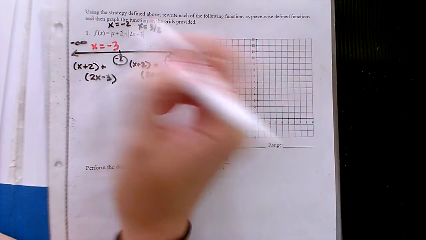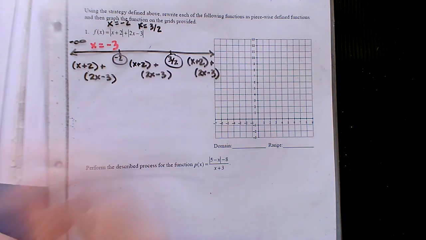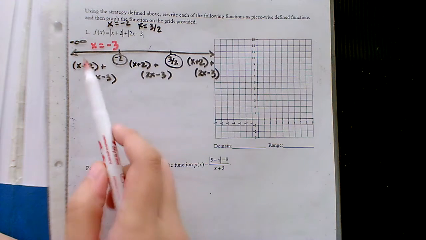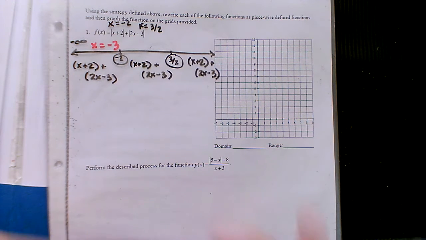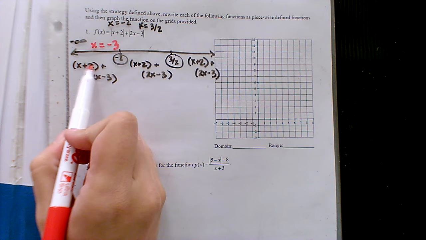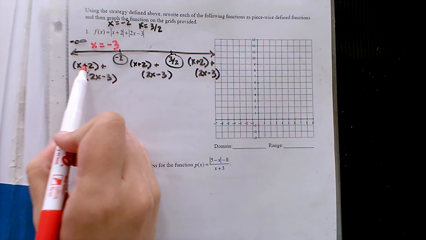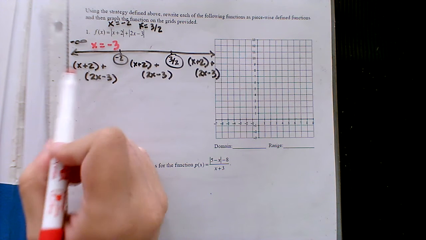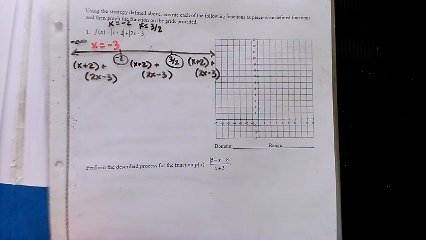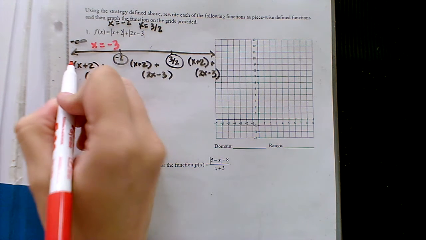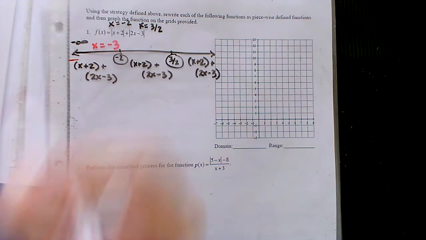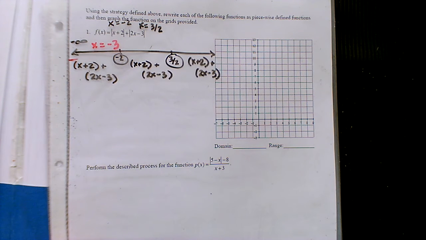Negative 3. Okay, so we're going to take that value, whatever you want to pick, and we're going to plug it into the parentheses, okay, one at a time. So in our first parenthesis, if we did negative 3 plus 2, would our answer be positive or negative? I'm not worried about the number, I'm worried about the sign. Yeah, negative. So we're going to put a little negative in front of that parenthesis group.